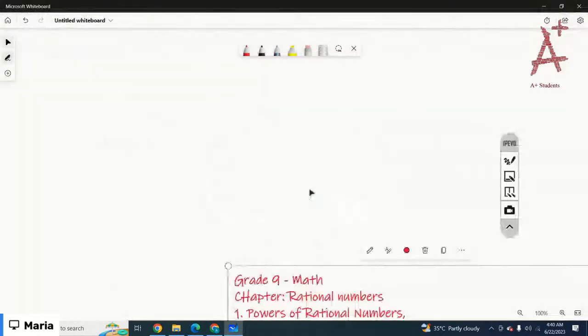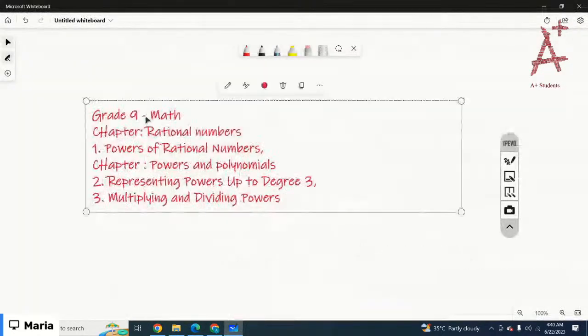So we are working on grade 9 maths. The chapter we have started with is rational numbers. The lessons we have covered from the chapter are powers of rational numbers. Then we've started the new chapter that is powers and polynomials. And lessons from the chapter we did are representing powers up to degree 3 and multiplying and dividing powers.